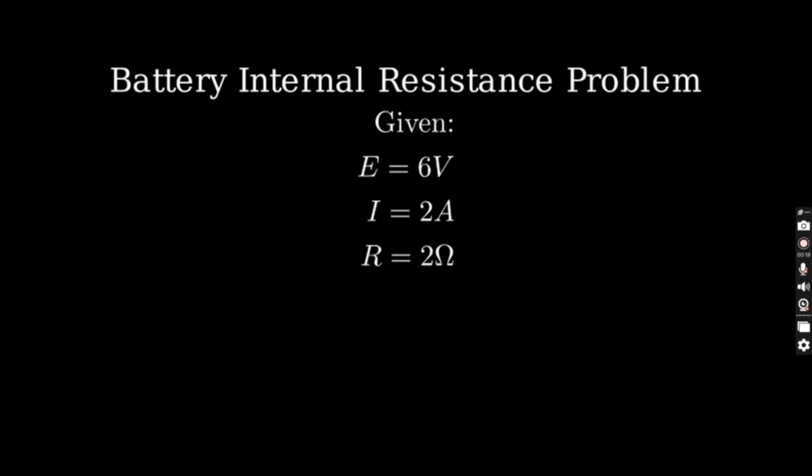Let's start by drawing our circuit. Here's our battery with EMF of 6 volts. Every real battery has some internal resistance, which we'll call R, and here's our external resistance of 2 ohms. The current of 2 amperes flows through the entire circuit.